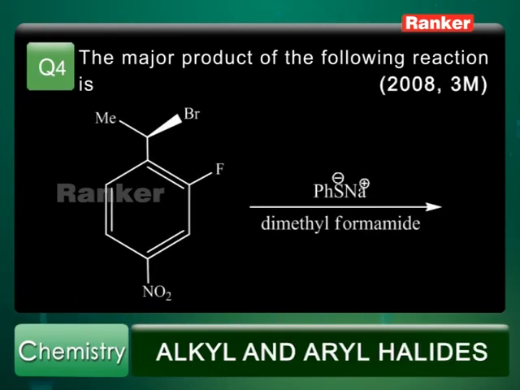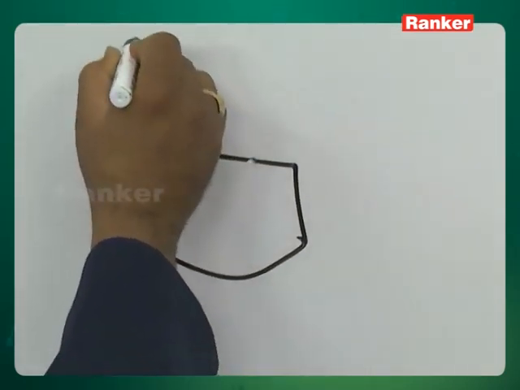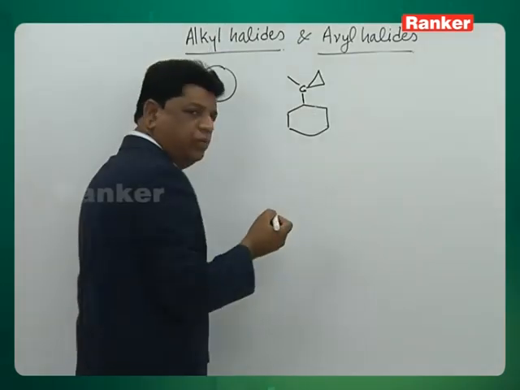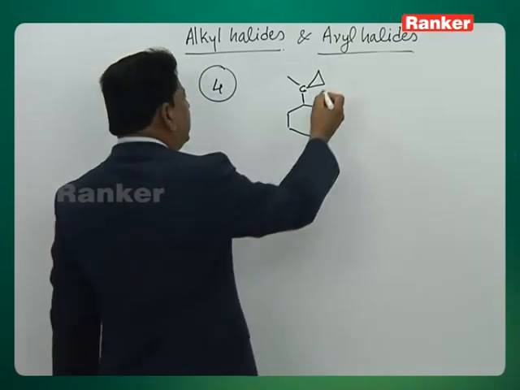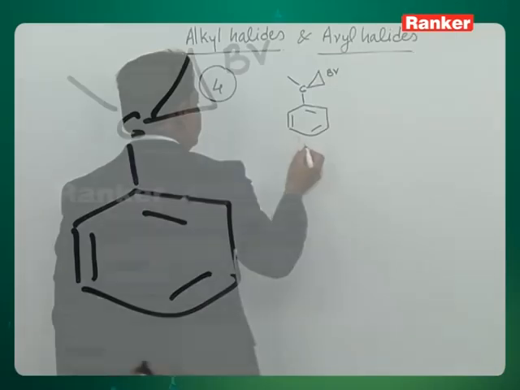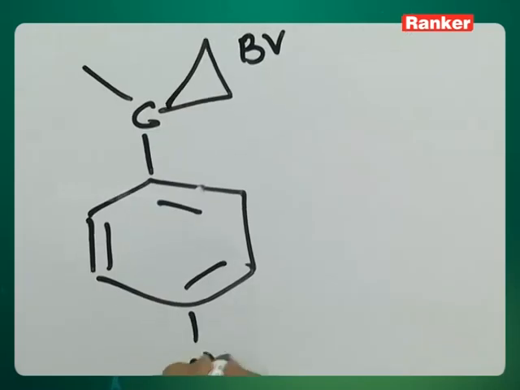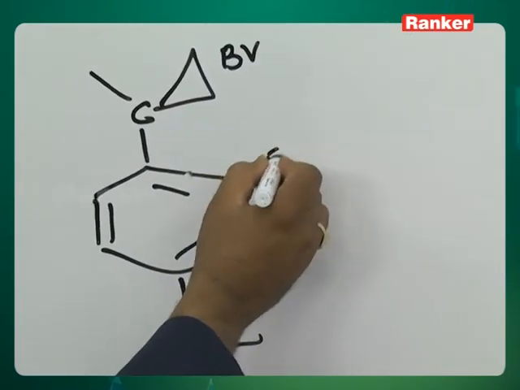The major product of the following reaction appeared in 2008. This is a 3 marks question that appeared in the AEEE, the screening type examination. There is a compound containing an aliphatic carbon holding a functional group, that is the bromine. This bromine is allylic to the benzene, and there is another group, a nitro group, and there is one fluorine also.